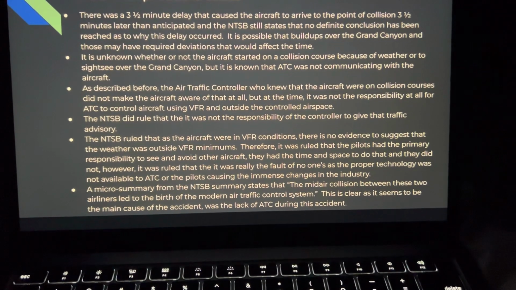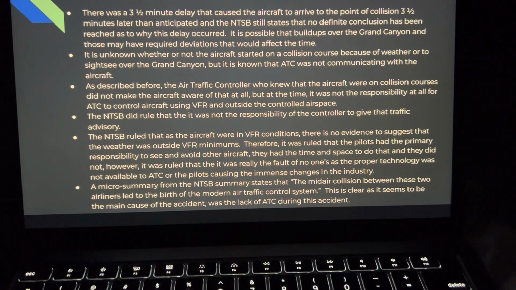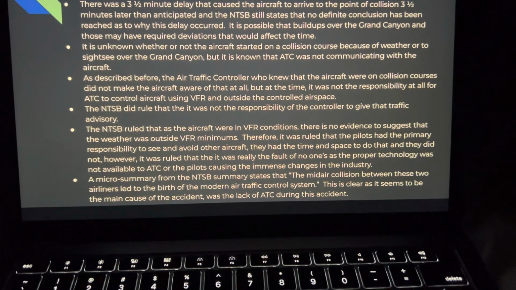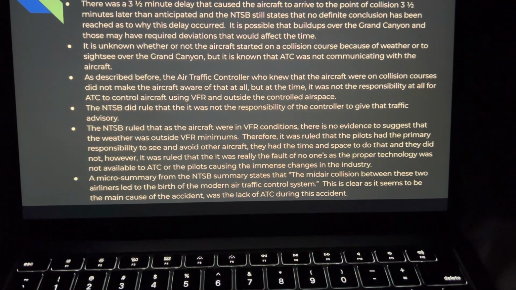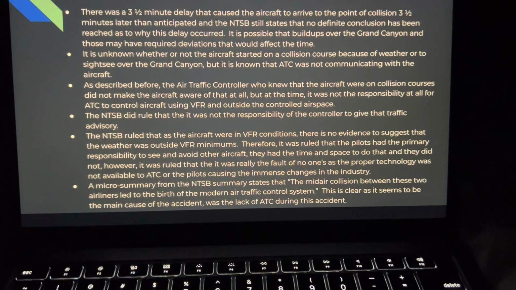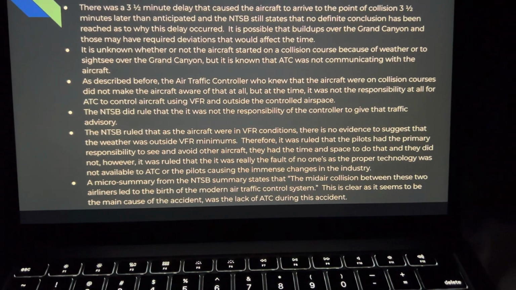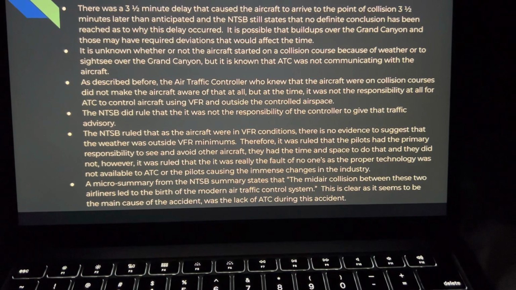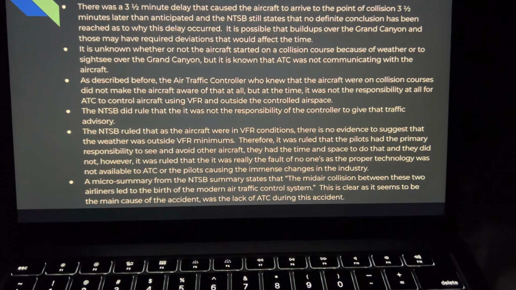As described before, the air traffic controller who knew that the aircraft were on collision courses did not make the aircraft aware of that at all, but at the time, it was not the responsibility of ATC to control aircraft using VFR and outside the controlled airspace. The NTSB did rule that it was not the responsibility of the controller to give that traffic advisory.